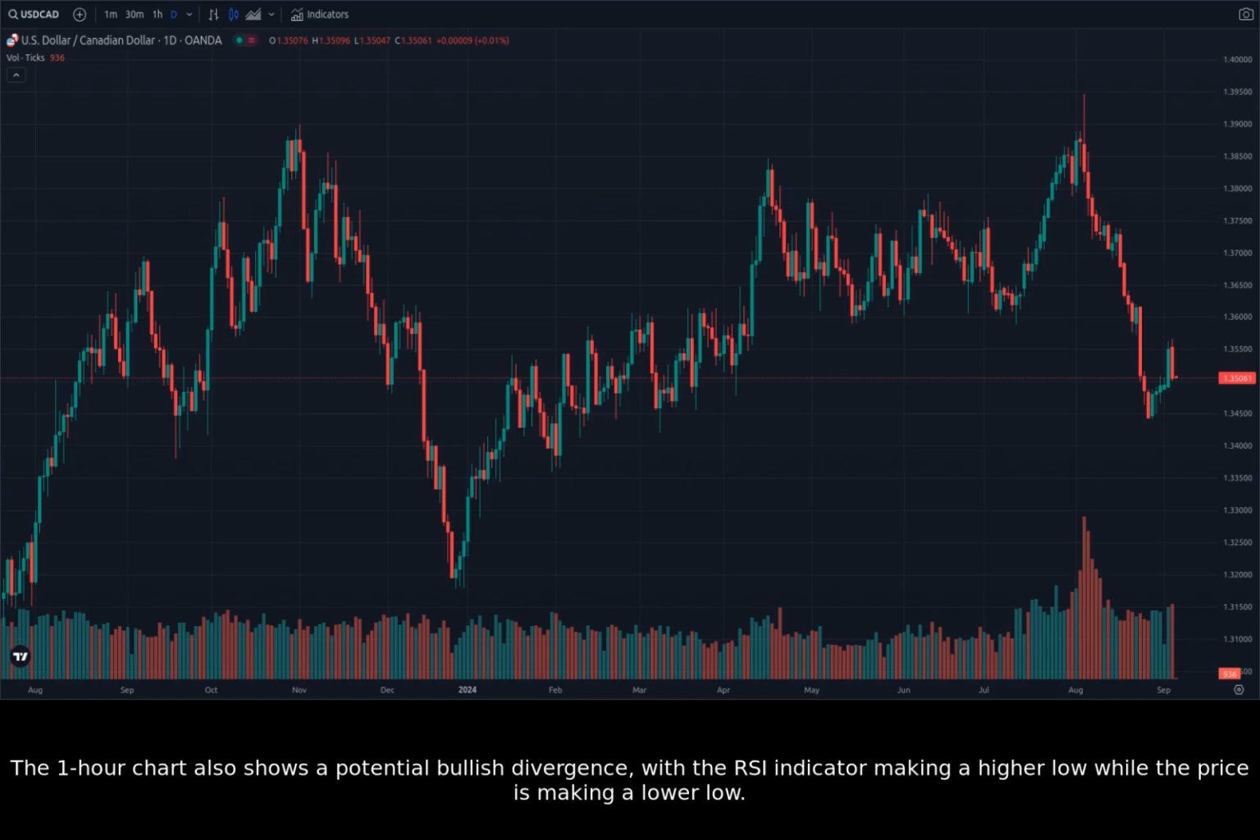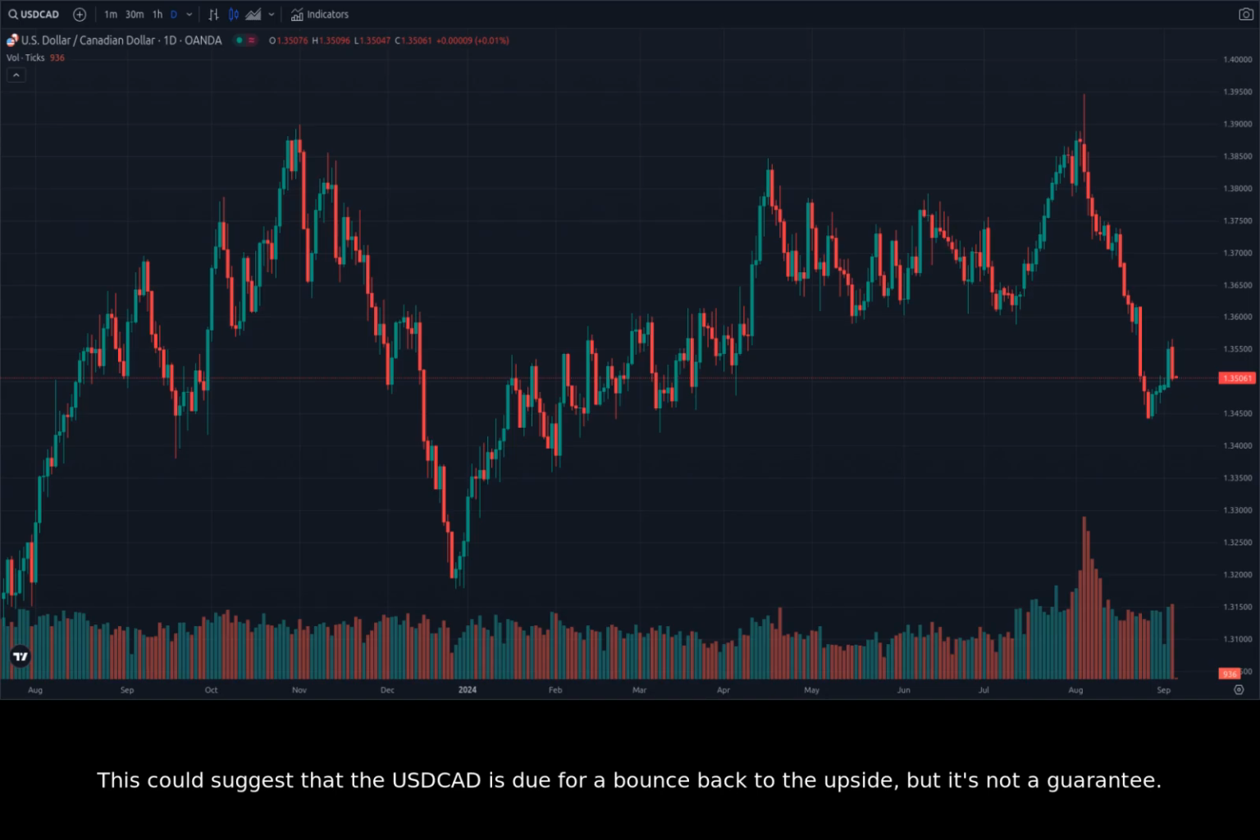The 1-hour chart also shows a potential bullish divergence, with the RSI indicator making a higher low while the price is making a lower low. This could suggest that the USDCAD is due for a bounce back to the upside, but it's not a guarantee. Let's look at the 15-minute chart for a closer look at the recent action.